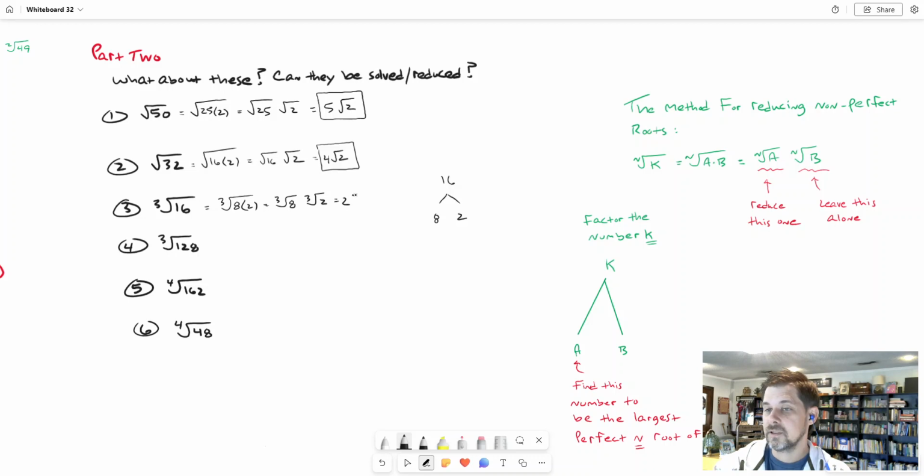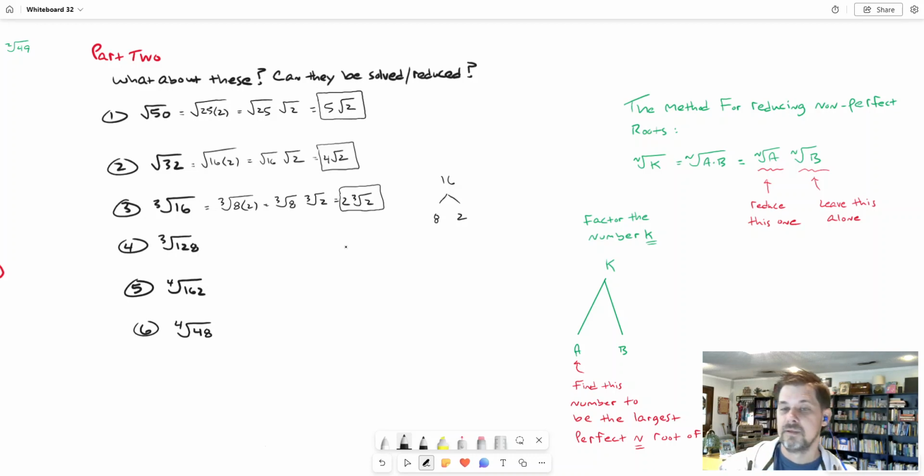It's 2. So I get 2 times the third root of 2. Okay? Third root of 8 is 2. And remember, I'm going to have to leave this other one alone. So long as you choose this number to be the largest number that's a perfect root, then this one will be irreducible beyond that. So I'm going to get 2 times the third root of 2. That'll be my final answer. I can't reduce it down any more than that.